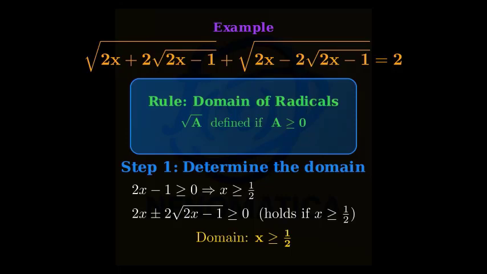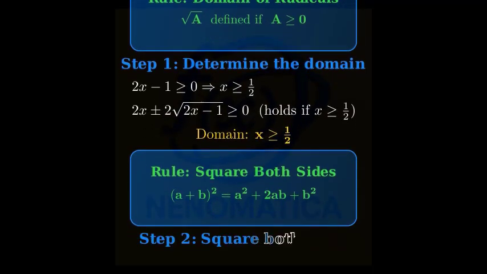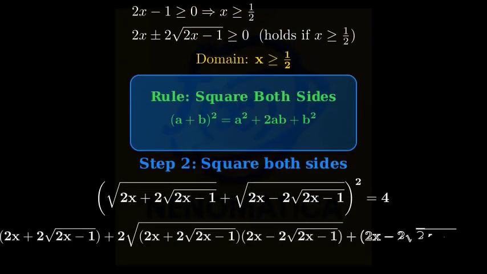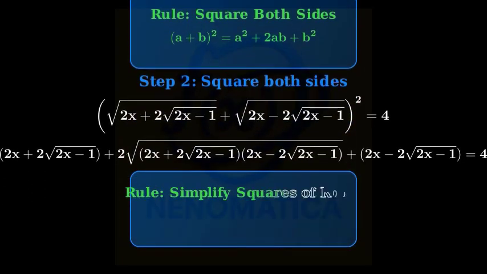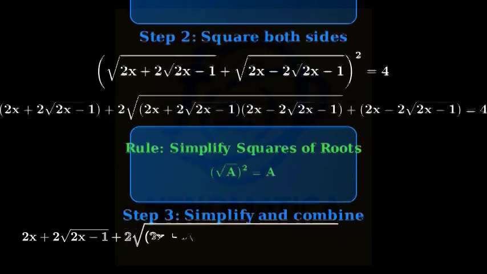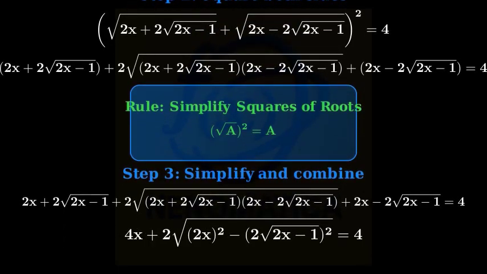Step 2. Square both sides. We apply the identity (a plus b) squared equals a squared plus 2ab plus b squared. Squaring yields a left side with 3 terms, and the right side equals 4. Step 3. Simplify the squared terms and cancel the opposite radicals. Using that the square of a square root is the radicand, the plus and minus 2 times square root of 2x minus 1 cancel, giving 4x plus twice the square root of the product.